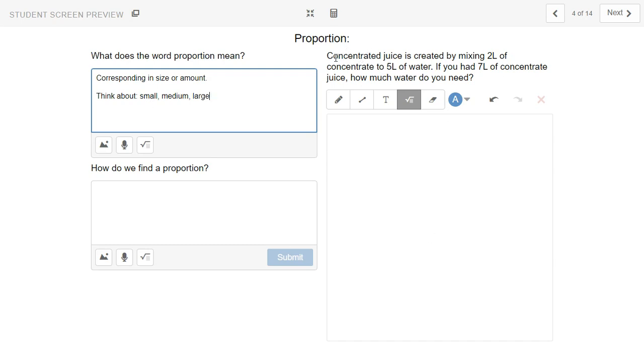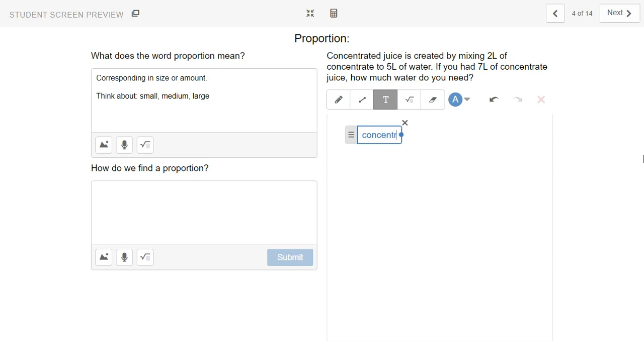Now, let's do an example here. Concentrated juice is created by mixing 2 liters of concentrate to 5 liters of water. If you had 7 liters of concentrate juice, how much water do you need? Now, right now, we're comparing concentrate to water. Let me write this down as a ratio. The first ratio that we have is 2 to 5.